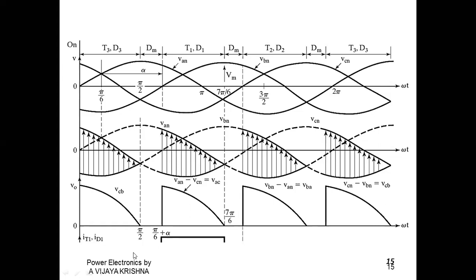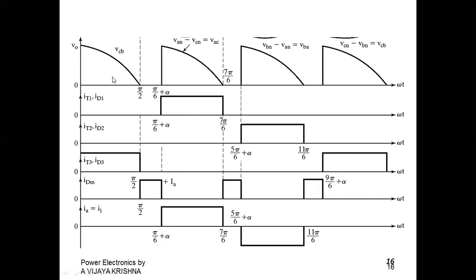And what about the thyristor current and also the diode currents we will observe here. This is the thyristor T1 D1 current ID1, from pi by 6 plus alpha up to 7 pi by 6. Next, thyristor T2 and D2, from 5 pi by 6 plus alpha up to 11 pi by 6. T3 D3 will be starting at the beginning and also at the ending. Not completely, it should be half.